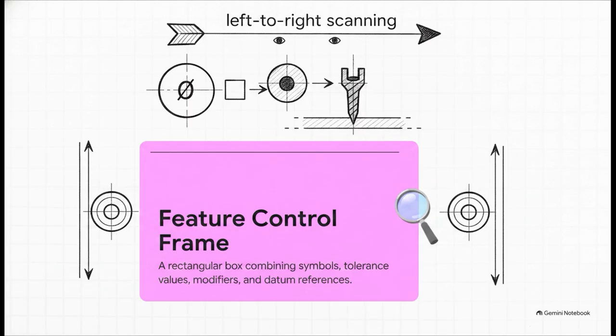If it's missing, the default is a planar tolerance zone, not a cylindrical one. That drastically changes the acceptable deviation. But your left-to-right scan is going to catch this every single time.